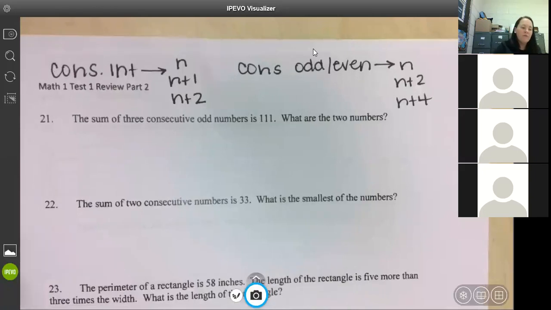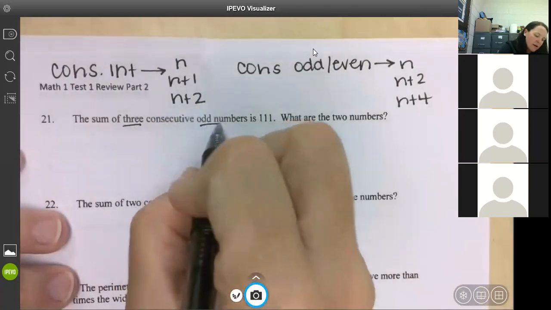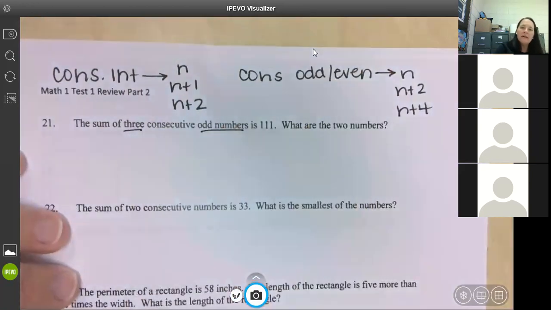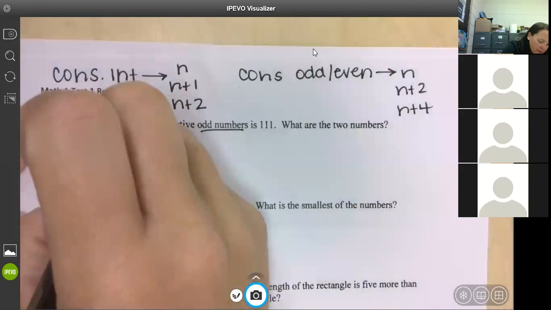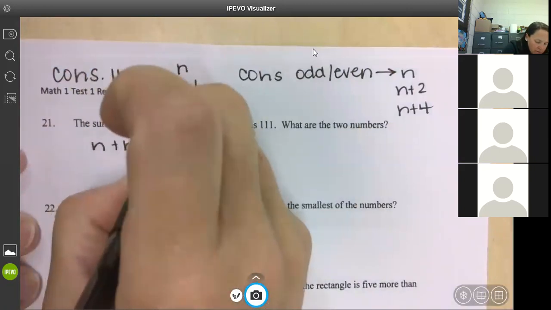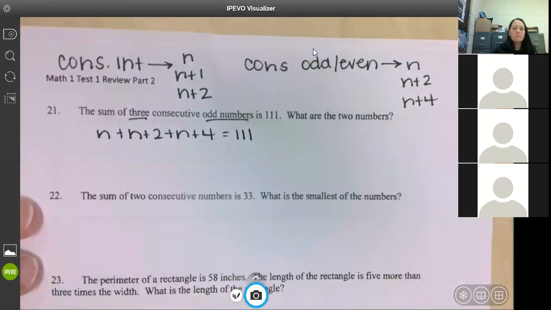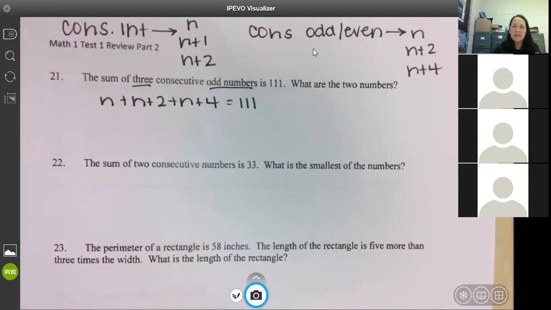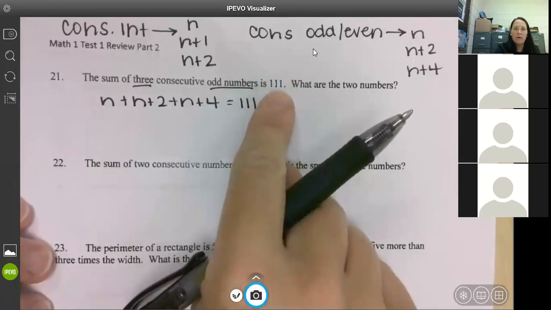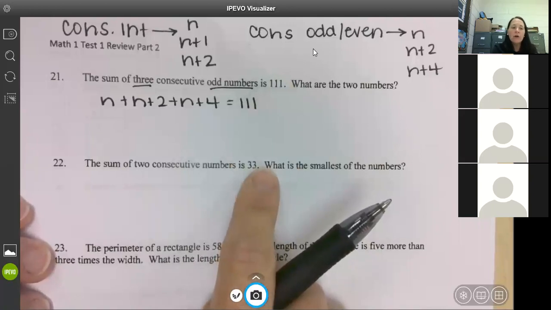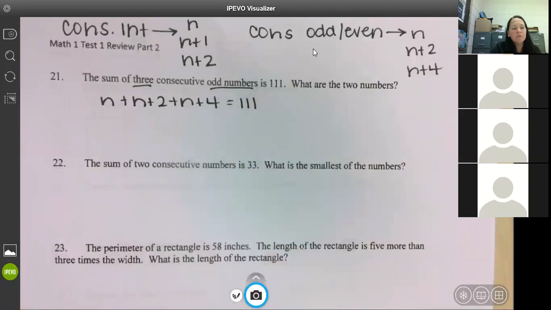All right, the sum of 3 consecutive odds. So 3 odds. Here's odds, 1, 2, 3. The sum means add them. So we're going to add n plus n plus 2 plus n plus 4 is 111. Guys, I'm telling you right now, they are this easy. It looks like the same question. We just put a different number right here. So if you'll watch your review or you'll take notes, you're going to be fine. And like I said, what you don't take, I'm going to upload everything and you'll have it.